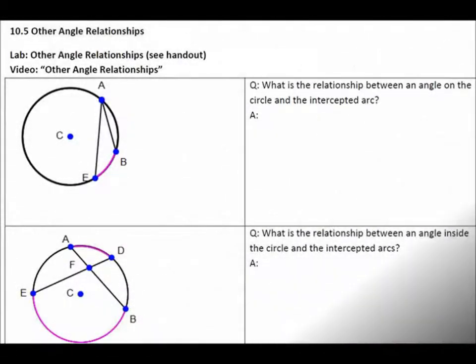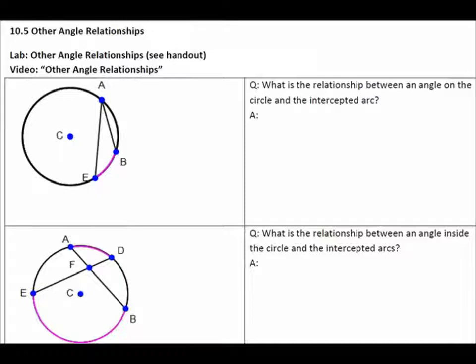Hi there. In this lesson, we're going to look at some other angle relationships when you have angles that are being formed in different locations with respect to the circle. In your notes packet, you're going to want to find this page, section 10.5.